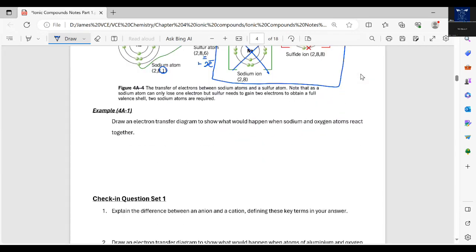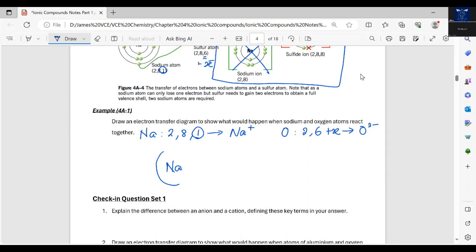So they say, draw an electron transfer diagram for what happens when sodium and oxygen atoms react together. Sodium initially is 2,8,1. So you're going to lose this electron, so it will form Na plus. For oxygen, it is 2,6, so you need to add 2 electrons to it, which means it will form 2 minus. So which means you need 2 sodium. For 2 sodium, you just have to write down Na here.